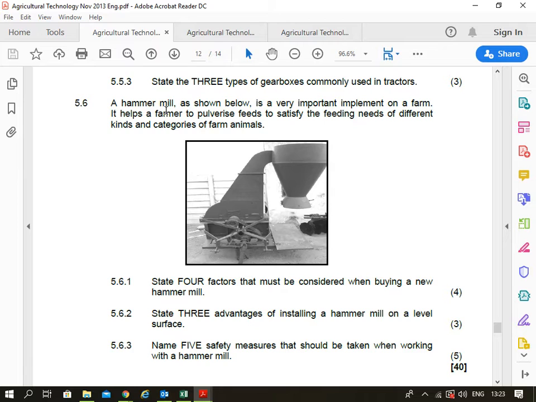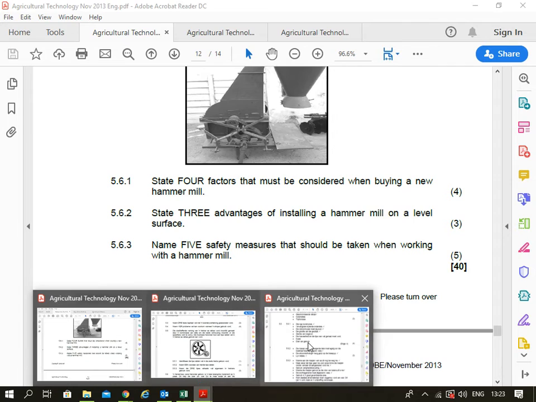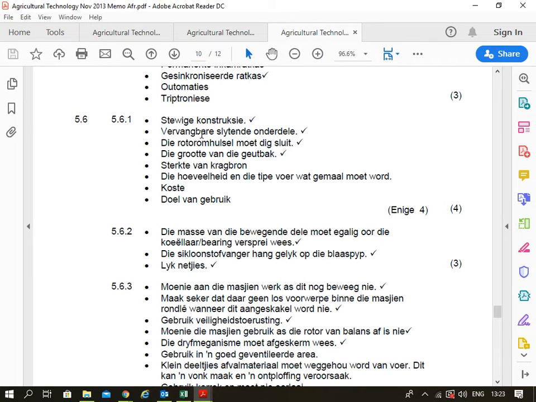Daar is 'n hamermill. This is a hammer mill. State 4 factors that must be considered when buying a new hammer mill. Wanneer ons 'n nuwe hamermill koop, wat is die 4 faktore? Is dit stewige konstruksie? Is it a strong construction? Vervangbare sluitende onderdele. Can we replace its parts if it breaks?